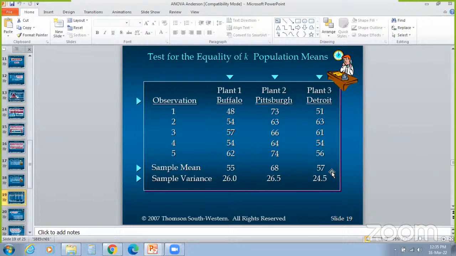So by the outlook, just by observation of the sample mean values, there is a difference, because in the second plant, the highest number of working hours by the manager is 68, whereas in the first and third it is only 55 and 57. But you cannot just conclude that since there is a difference in the sample, there is a significant difference in the population. So that's why this difference might be because of chance.